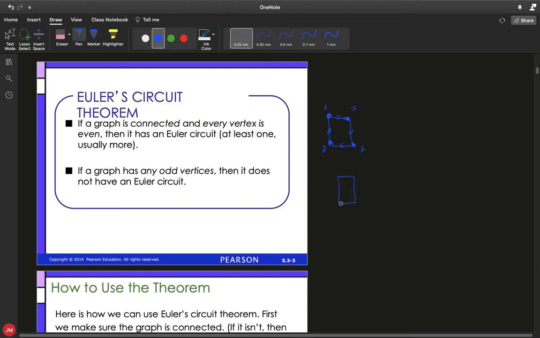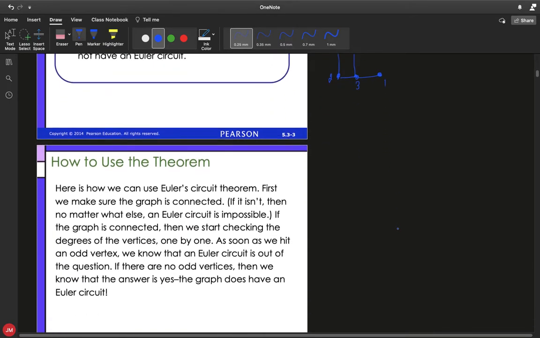But let's consider that same example with an extra edge. So now with that extra edge, if we look at our degrees, we've got 2, 2, 2, but now this vertex has a degree of 3, this one has a degree of 1. They are not all even, so this graph would not have an Euler circuit. There's no way for us to start and end at the same point, passing through every edge just once.